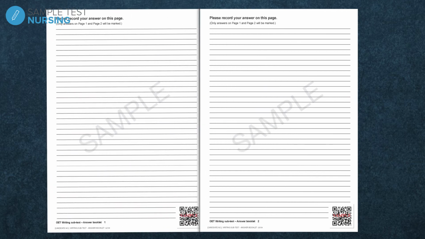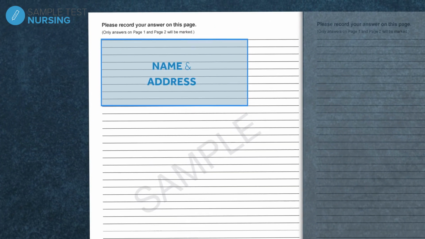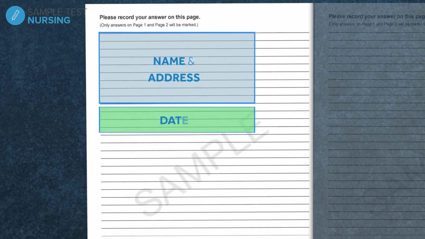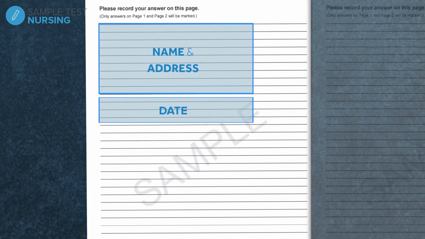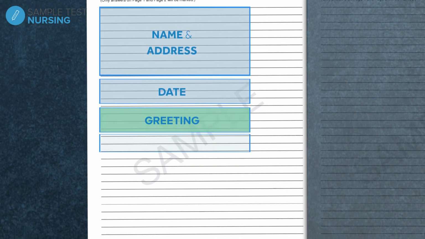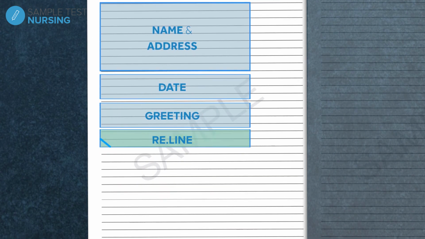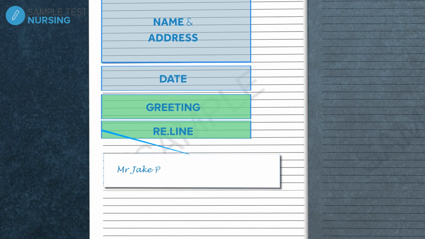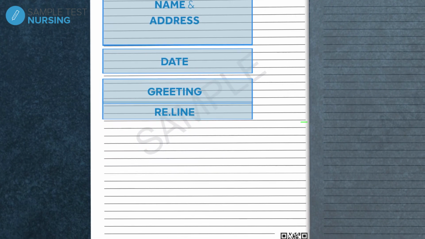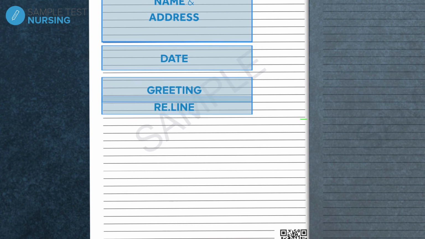Opening my answer booklet, I'm going to start with the reader's name and the address, which I can copy directly from the writing task. Underneath this, I will add the date, which is today in the case notes, so 30th of August 2019. Next comes my greeting, Dear Mrs. Cullen, followed by the RE line, Mr. Jake Peterson, DOB 17-03-2001. But remember, the order of the greeting and the RE line can be reversed if you prefer.